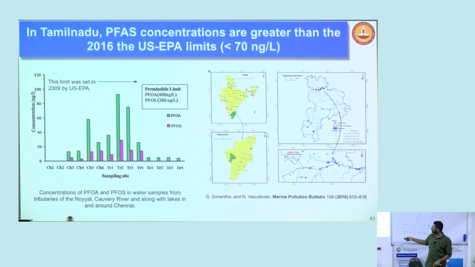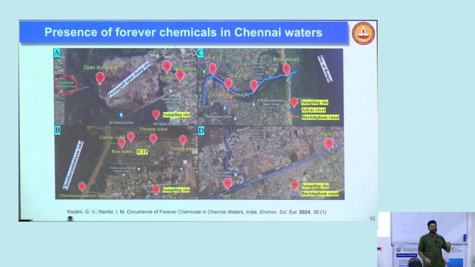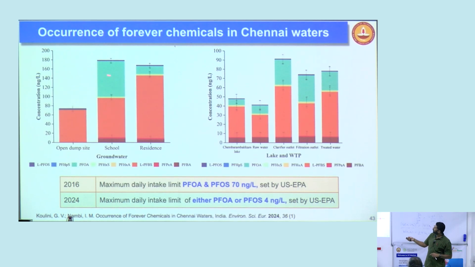A very recent study from IIT Madras by Professor Indumati Manvannan, Civil Engineering Department, they did for the Chennai waters, Adyar River and various other rivers, and you can clearly see that all these values are clearly showing that there is a high amount of PFAS there.